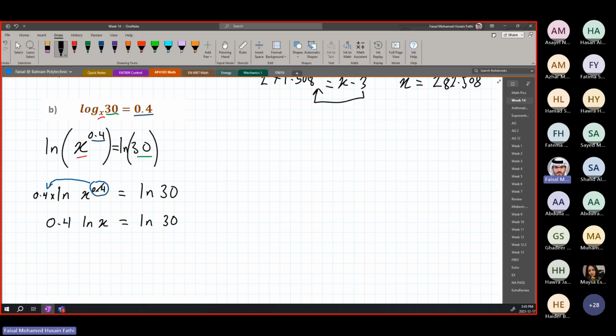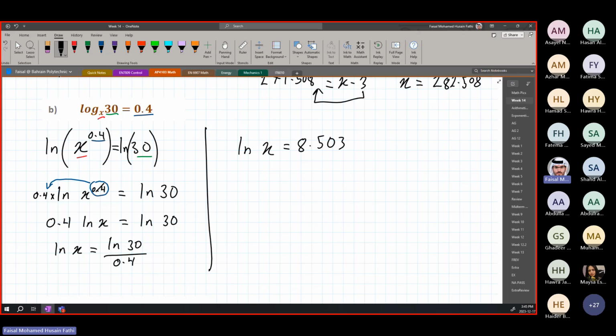So ln of x is equal to ln of 30 divided by 0.4. This will give you a number in the calculator, but we still have ln of x on the other side. So let's solve first ln 30 divided by 0.4. This is going to give us ln of x is equal to 8.503.